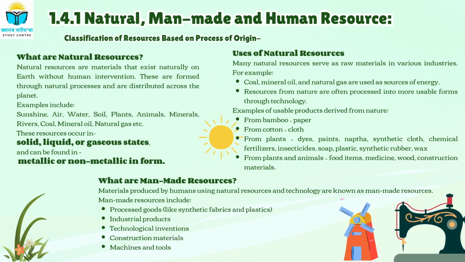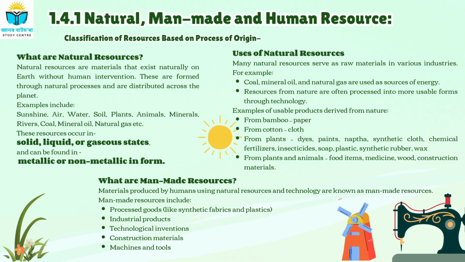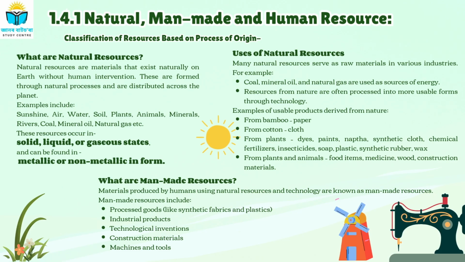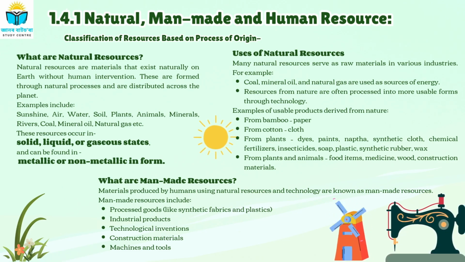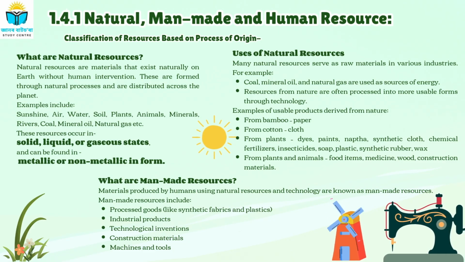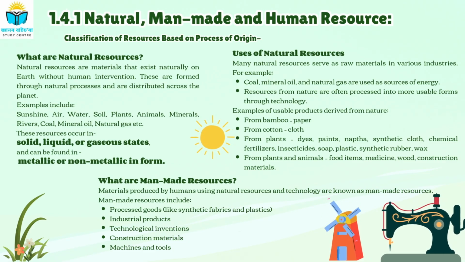Now let's have a look at the uses of natural resources. Natural resources are raw materials for many industries. For example, coal, mineral oil, and gas are energy sources. Bamboo becomes paper, cotton is used to make cloth, plants give us dyes, chemicals, and even synthetic cloth. Plants and animals provide food, medicines, wood, and many more items.